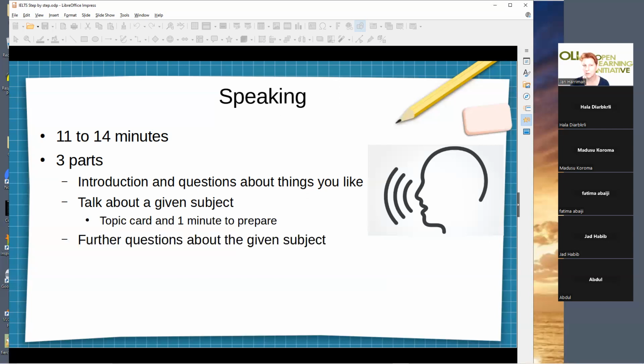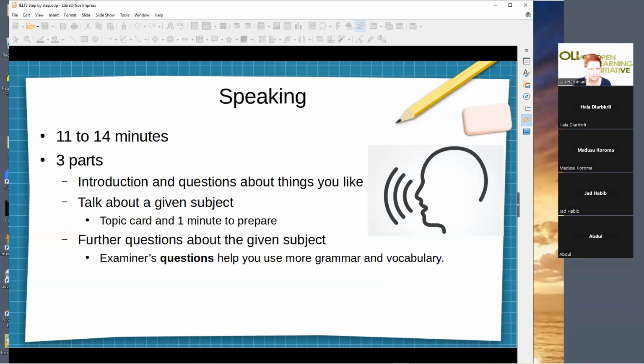You will be given further questions about the given subject, which you saw. Those are going to bring out your extended levels of grammar. The examiner's questions. So once again, the answers are in the questions. You could hear in the questions what she was trying to get, what she was trying to get the person to expand on.